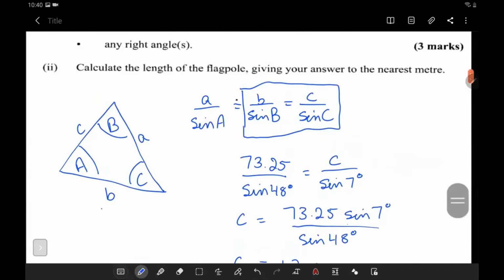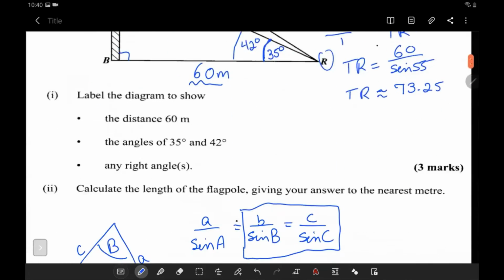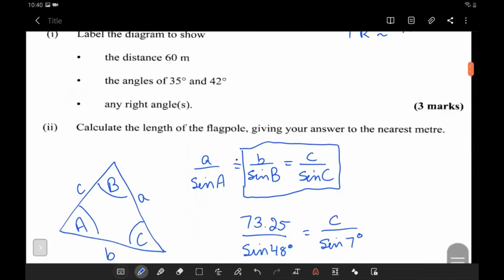And that concludes this paper. So we have the length of the flagpole is 12 meters.